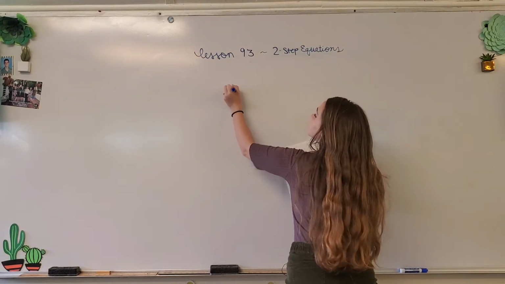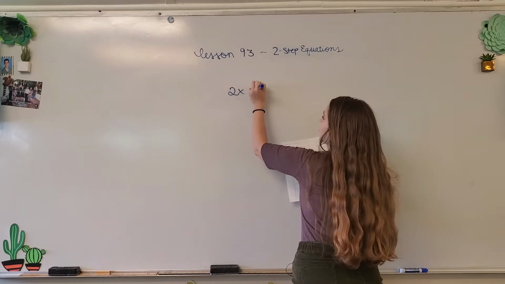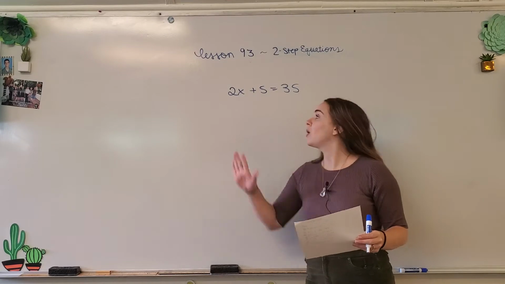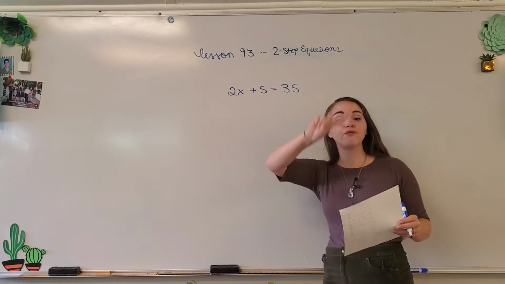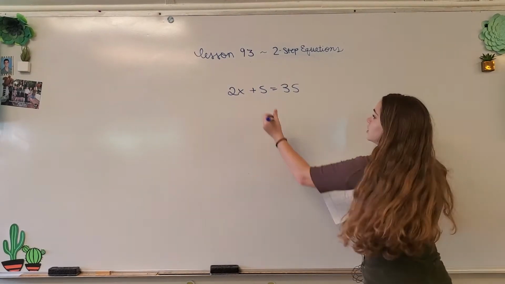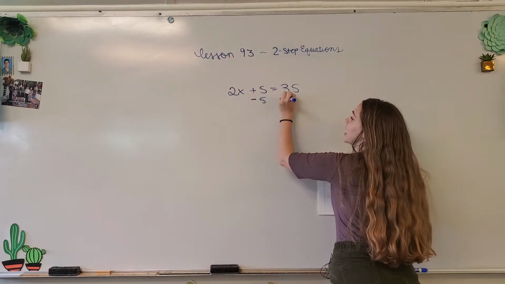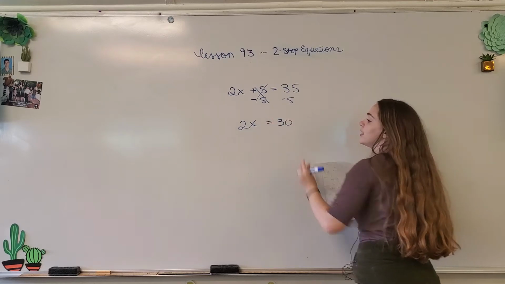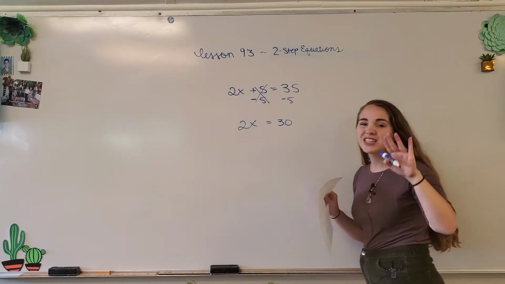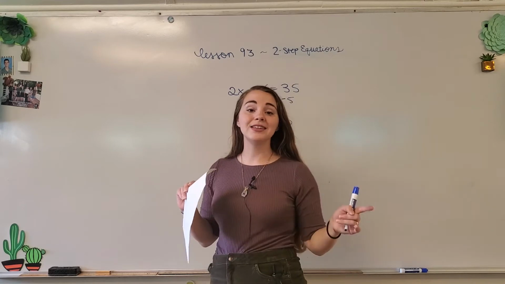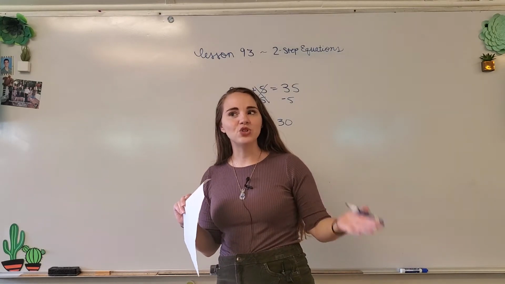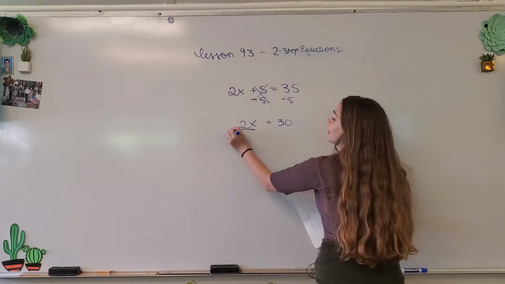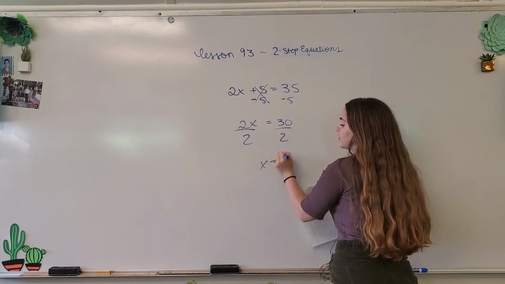So here's an example. 2x plus 5 equals 35. What you want to do, you want to get rid of the addition or subtraction first because it's the easiest thing to do. If we subtract 5 from both sides, we are left with 2x equals 30. Then we can divide. Always leave your division or multiplication for last. It's like opposite of PEMDAS. Do the addition and subtraction first and then do your multiplying and dividing. Divide by 2, and x equals 15.